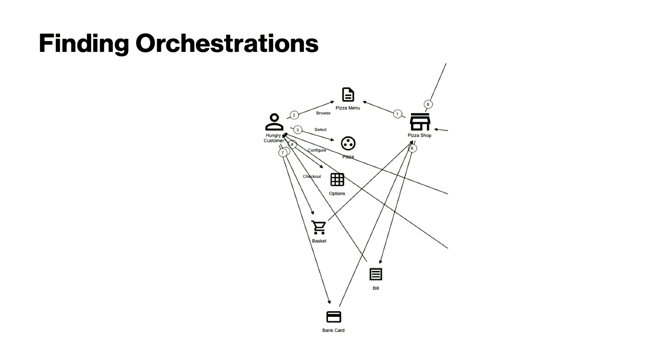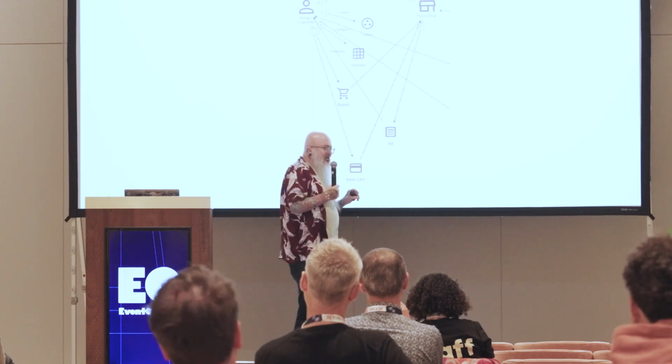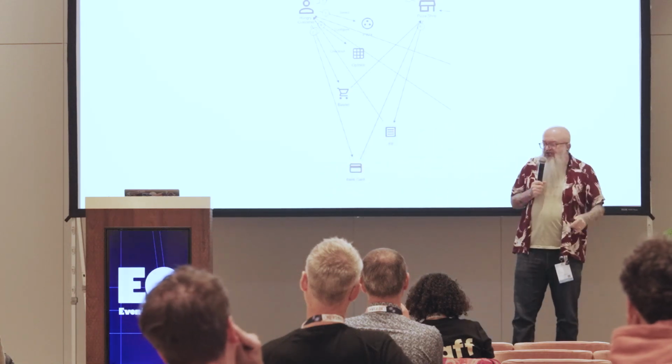So how do we find these orchestrations? If we go back to that domain storytelling diagram that we created earlier, you can see that here we have really an interaction with a customer. We're going to ignore the customer a little bit because that's a kind of human being, with this kind of pizza shop.